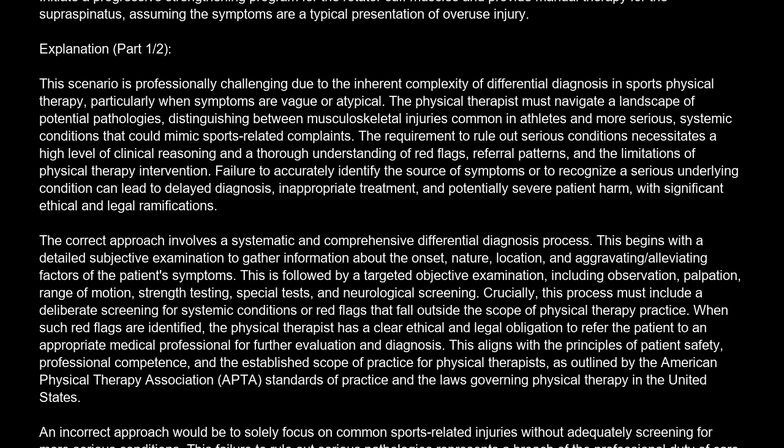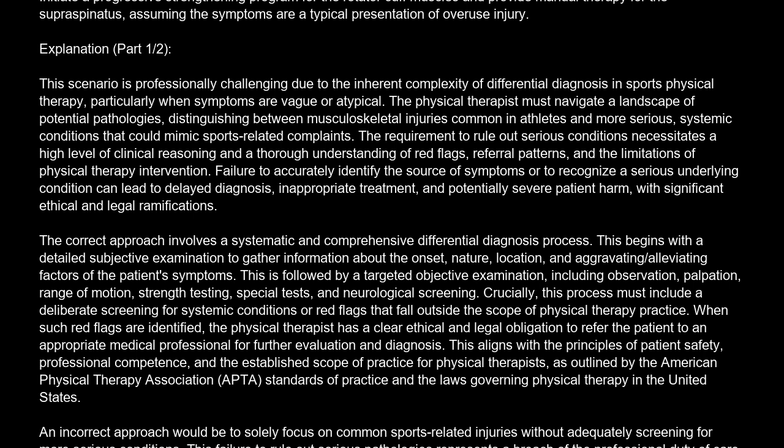Failure to accurately identify the source of symptoms or to recognize a serious underlying condition can lead to delayed diagnosis, inappropriate treatment, and potentially severe patient harm, with significant ethical and legal ramifications. The correct approach involves a systematic and comprehensive differential diagnosis process.